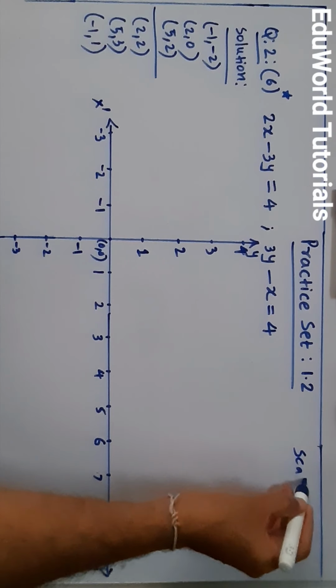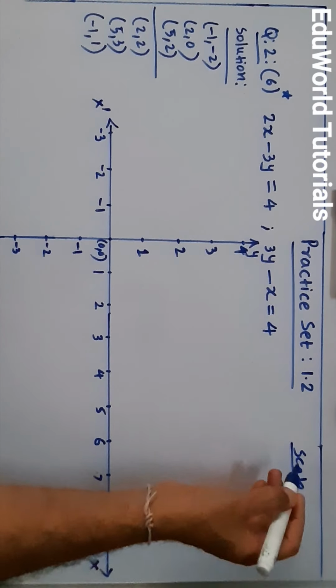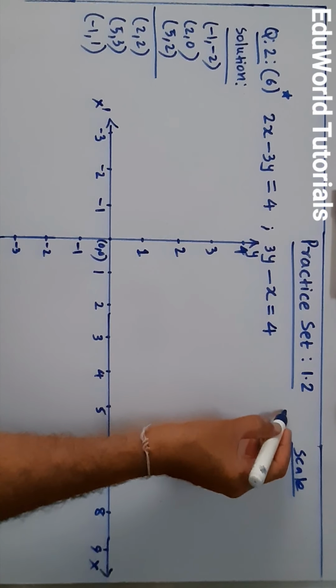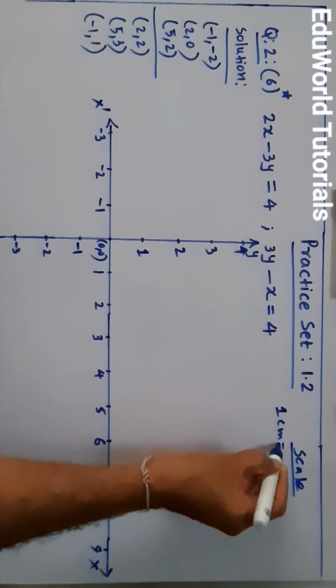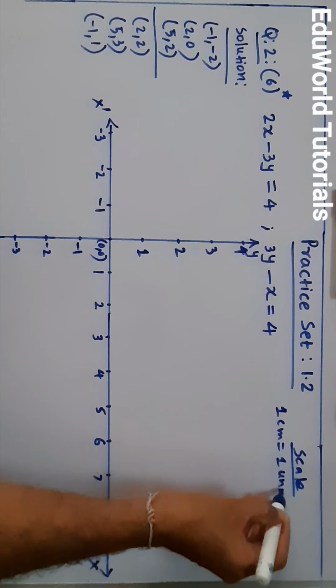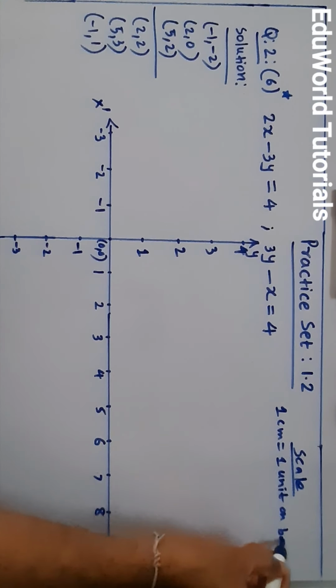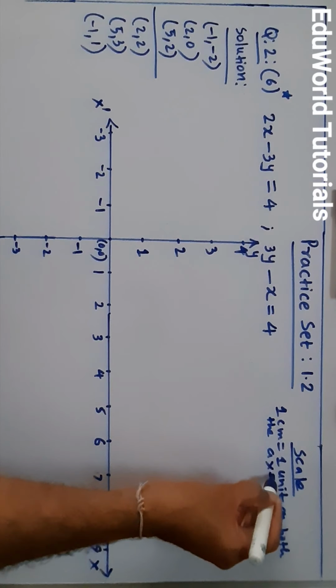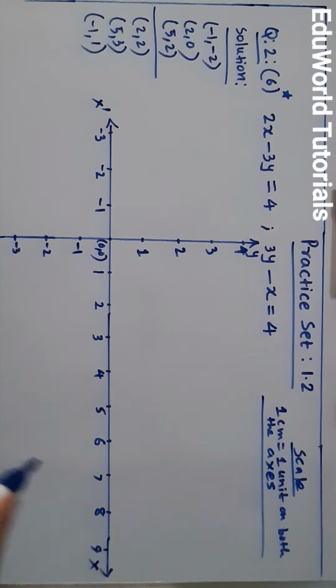And at the right top corner of the graph paper we need to write the scale. How to write the scale? 1 centimeter is equal to 1 unit on both the axes. Both the axes, plural of axis is axes.